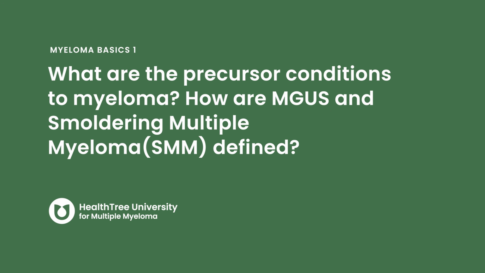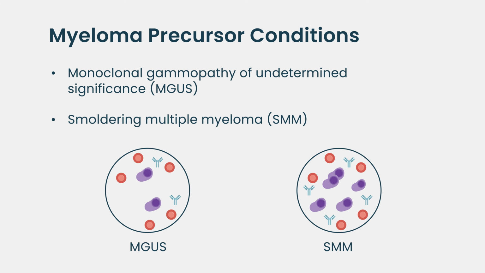What are the precursor conditions to myeloma? How are MGUS and smoldering myeloma defined? So what is MGUS and smoldering multiple myeloma? So these are precursor conditions to multiple myeloma.